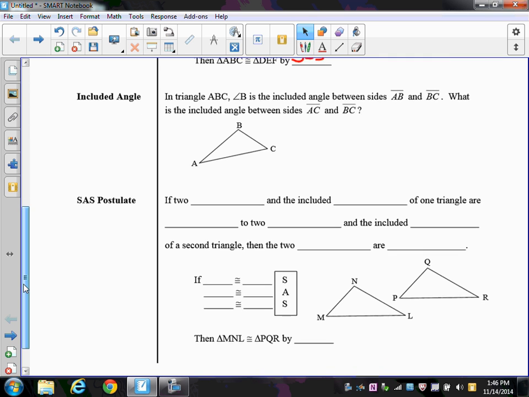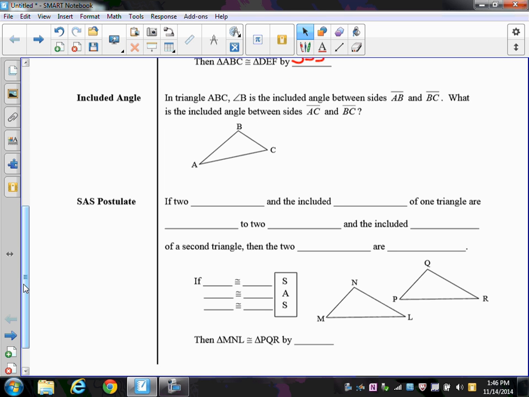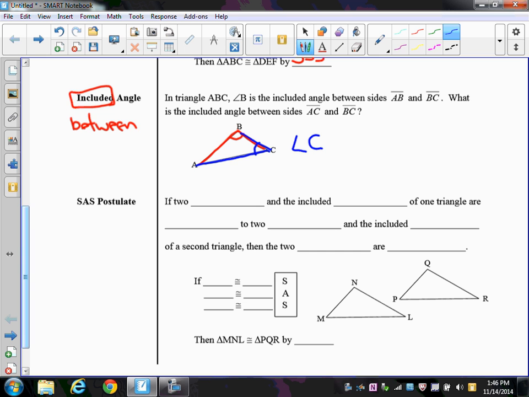The next important concept we're going to talk about is what's called an included angle. An included angle just kind of means between. So in triangle ABC, angle B is the included angle between segment AB and segment BC. So here's AB, here's BC, the included angle between them is angle B. They ask us, what is the included angle between sides AC and BC? Well, AC I'll do in blue, BC I'll do in blue. That means angle C needs to be the included angle between those 2 sides.